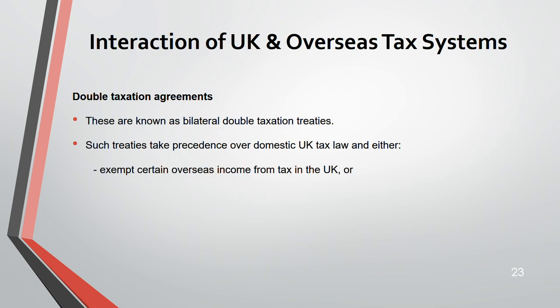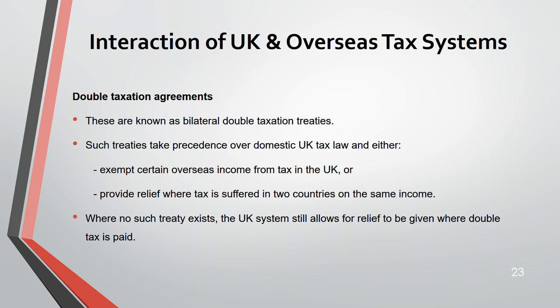So what is the purpose of this? That means you don't have to pay tax twice on the same income. They can exempt certain overseas income from tax in UK. That means if you have earned anything overseas, you don't have to pay tax for that in UK. Or another way could be, some relief could be given where you have paid tax in the two countries on that same income. So either of these two could be done.